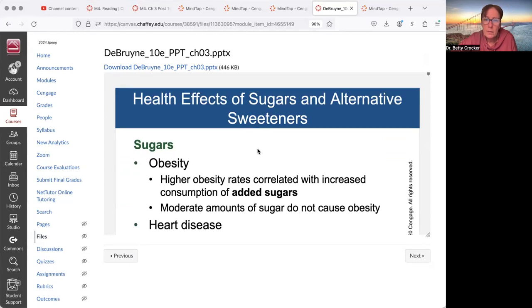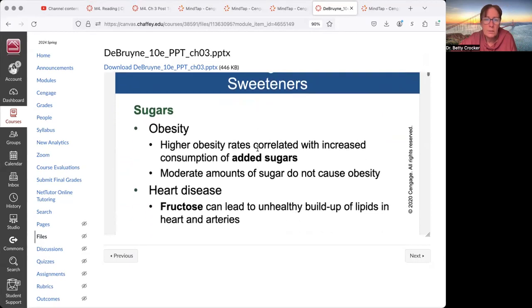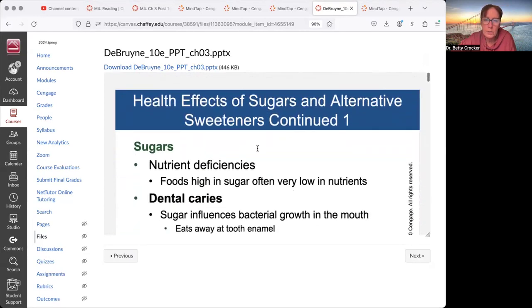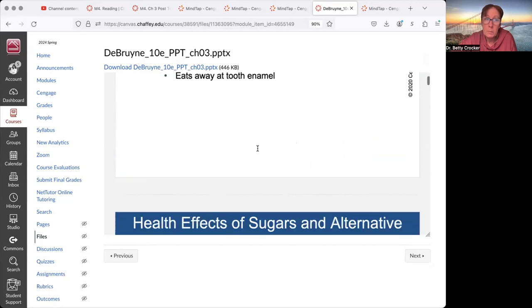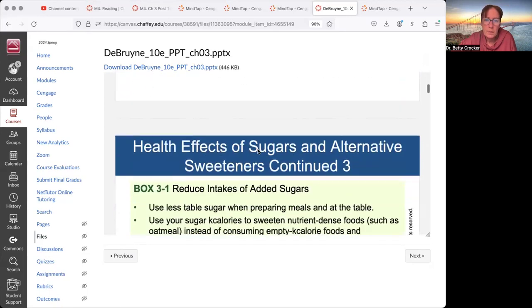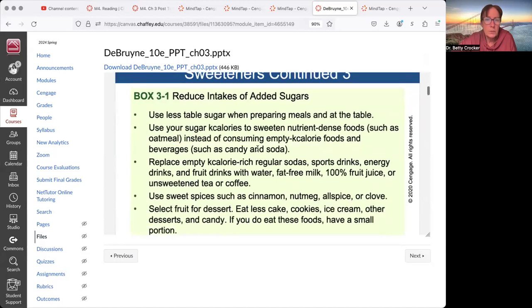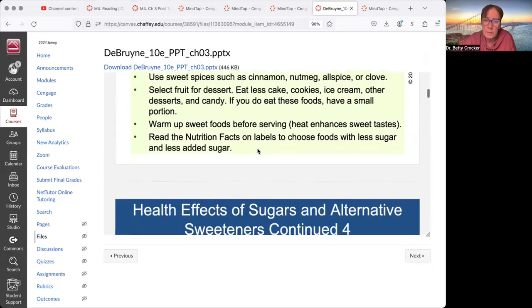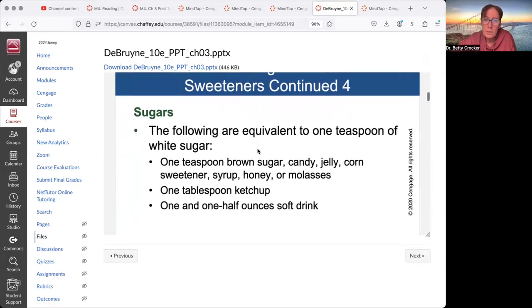Here are some health effects of sugar and sugar alternatives. We talk about added sugar. Make sure you know the difference between added sugar and naturally occurring sugar. They also play a role in dental caries, right? Those are cavities. And here's some more information. Reduced intakes of added sugar. This is how you do it. Make sure you read this because that is also in the chapter quiz.